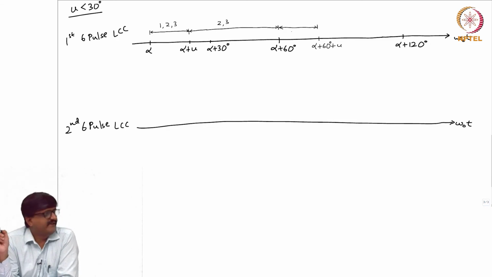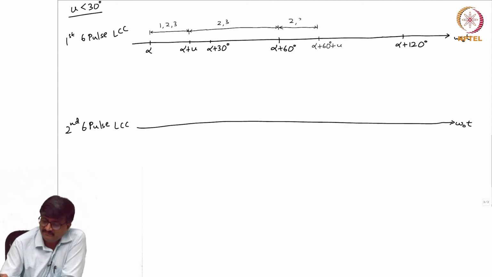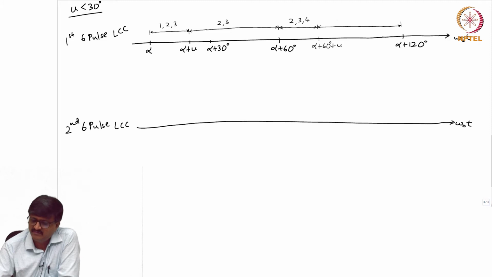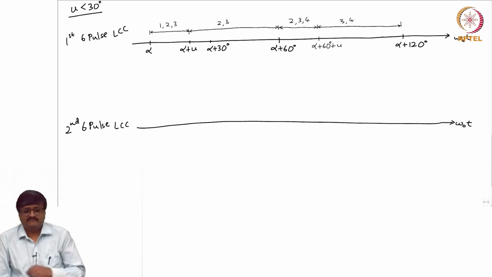What are the valves that conduct? 2, 3, 4. Then alpha plus 60 plus u to alpha plus 120 degrees, it is 3, 4. That is something we have studied.